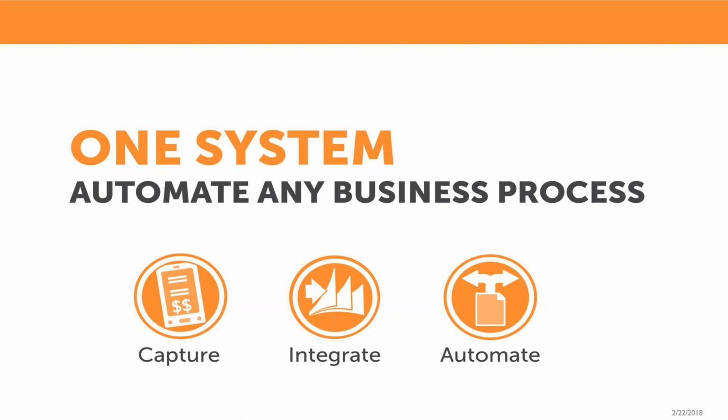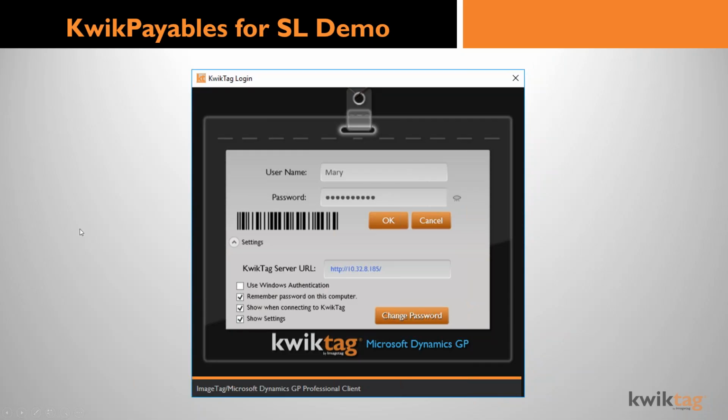Well, if you are looking at the QuickTag system, we talk about it as one system which can automate any process and manage any document. I'm going to show you how we do that specifically within SL through 3 simple steps, what we call capture, which is essentially making the paper go away: drag, drop, upload, tag the document as we call it; integrate specifically within SL; and then automating the processes that surround that.